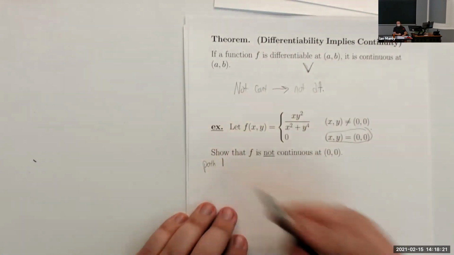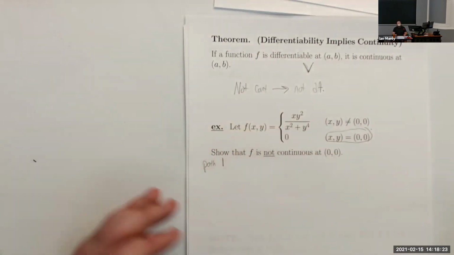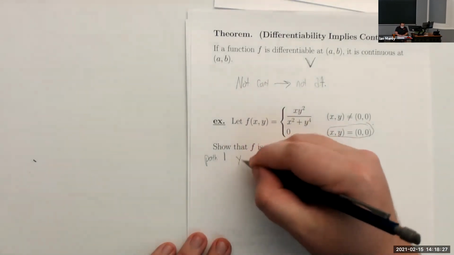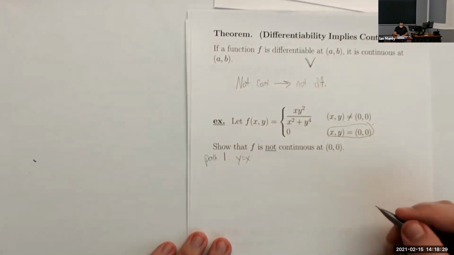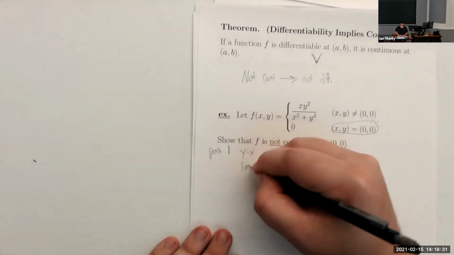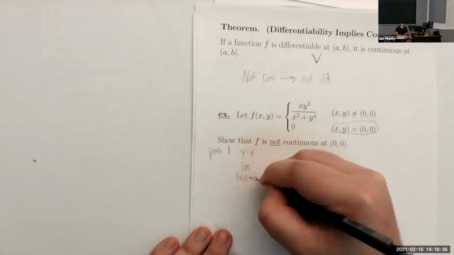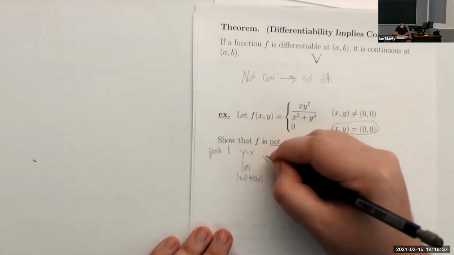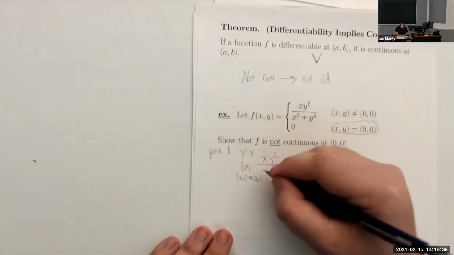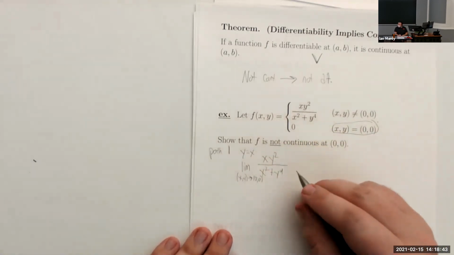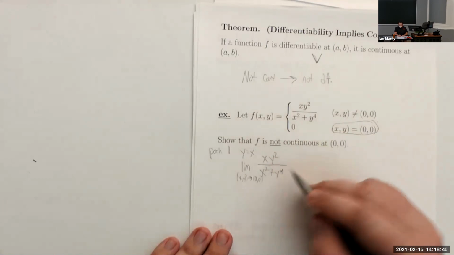Okay, so my first path here, and there are a bunch of ways to do this, by the way. You don't have to do these two specific paths. These are the first ones I've kind of thought of. Why don't we try along the path y equals x? So our original limit is the limit as (x, y) goes to (0, 0) of xy squared over x squared plus y to the fourth. All right, so this is our limit that we're doing.